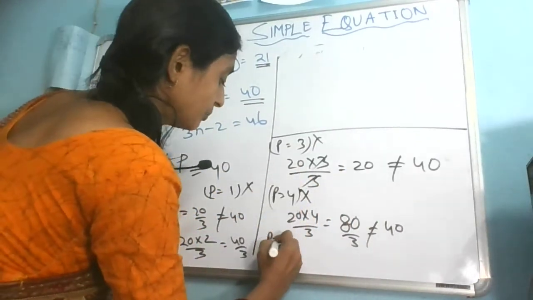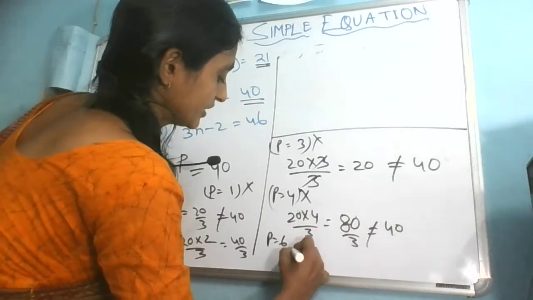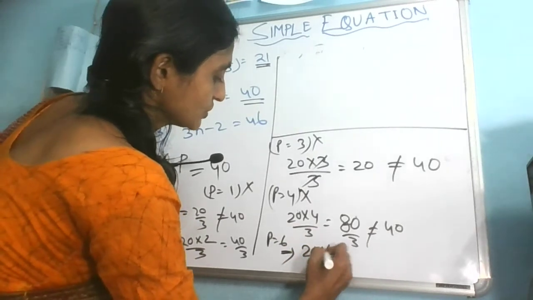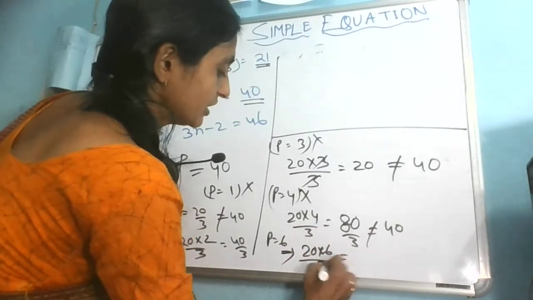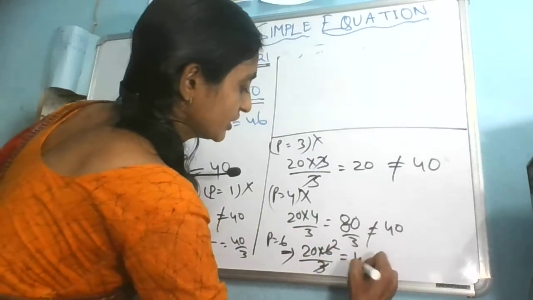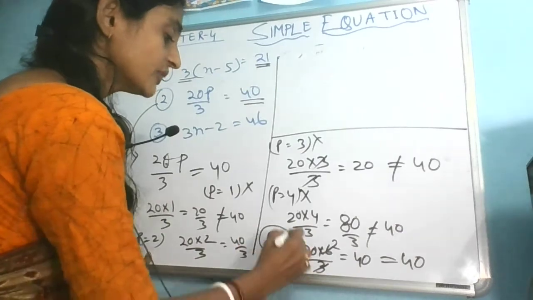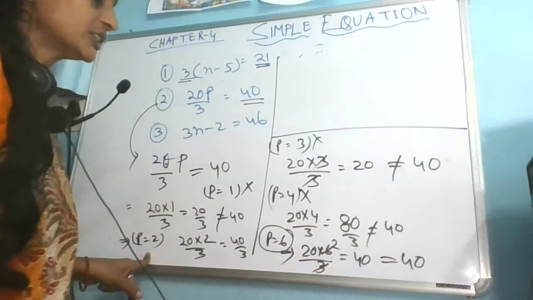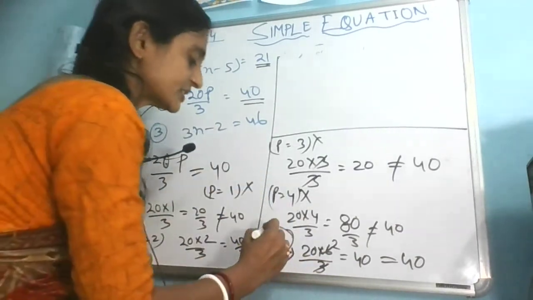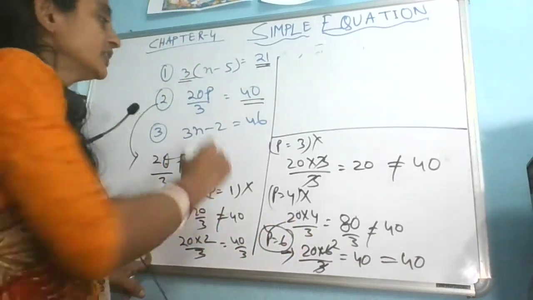So if I am taking p equal to 6, what will happen? Let's check here. 20 into 6 by 3, what are you getting? Let's cancel, it is 2, so you are getting 40. Yes, it is equal to 40. So what is the correct value of p you have got here? The correct value of p will be 6, which satisfies that equation.